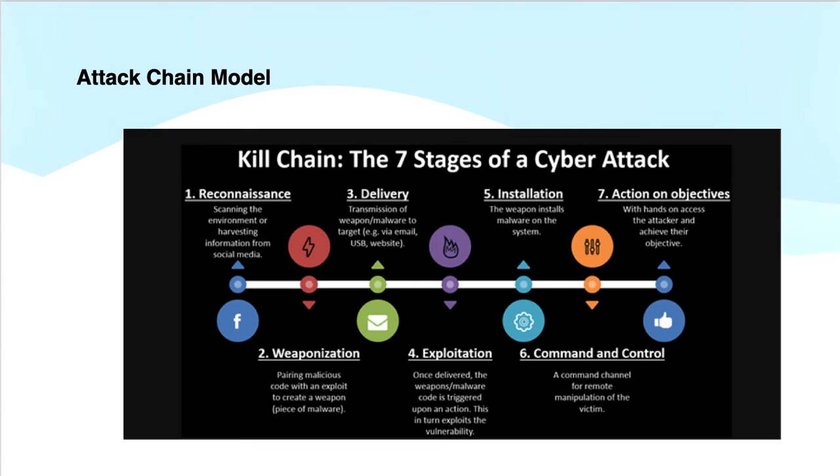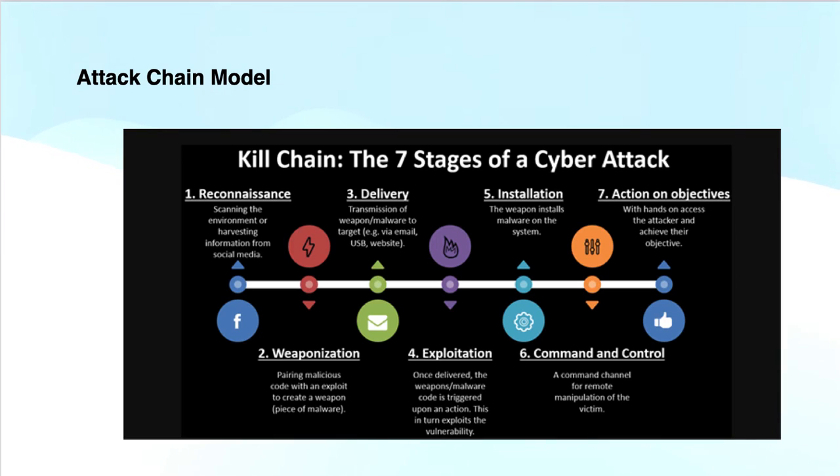Next is actions on objectives. This comes under exfiltration or impact. At this stage, the attacker achieves their goal, like stealing data, damaging the system, or disrupting operations. By understanding the stages of an attack chain, businesses and security professionals can better protect their systems and spot attacks at an earlier stage.